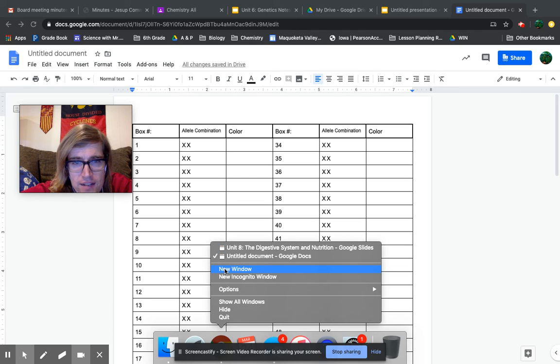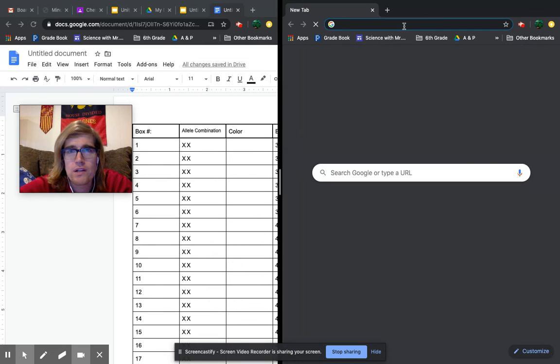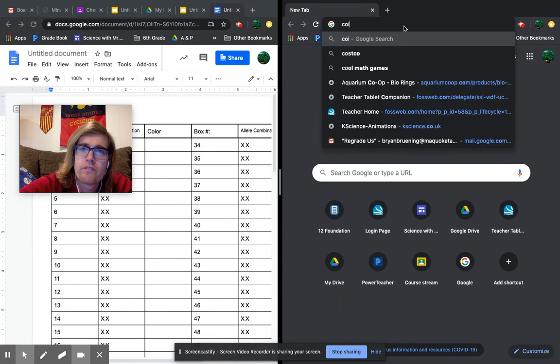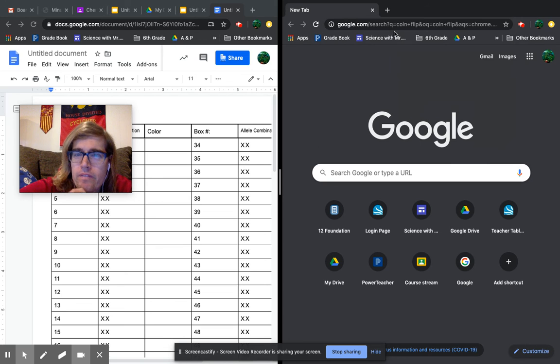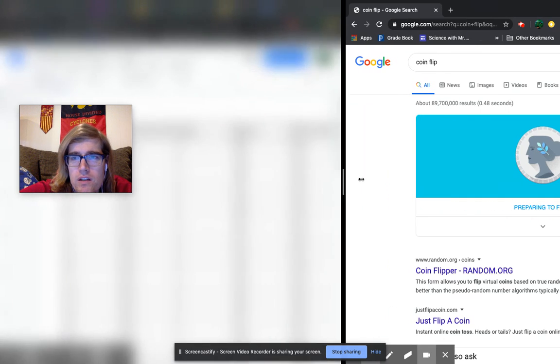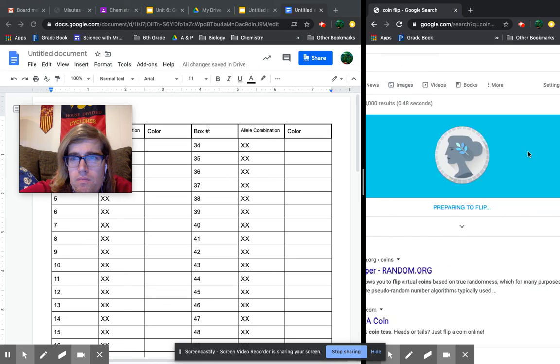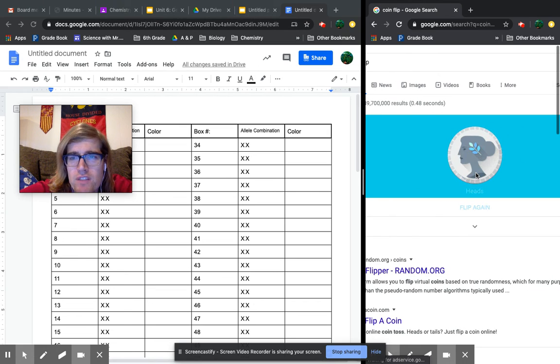We have a new window. Coin flip. Coin flip. There it is. Thank you, Mother Google. Okay, flip the coin. Flipping.